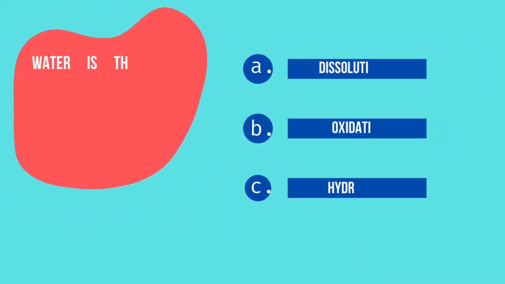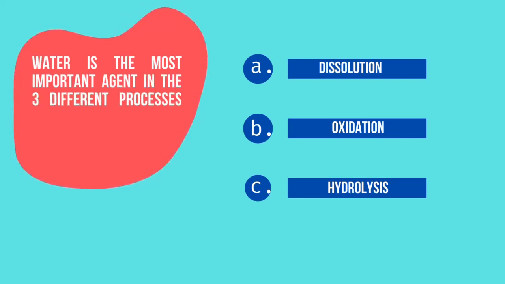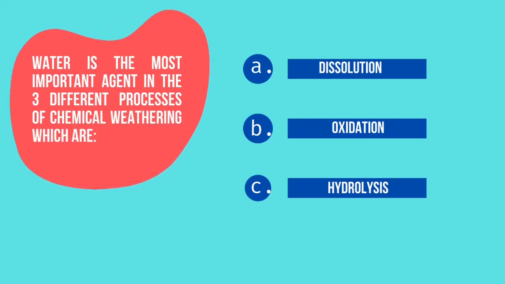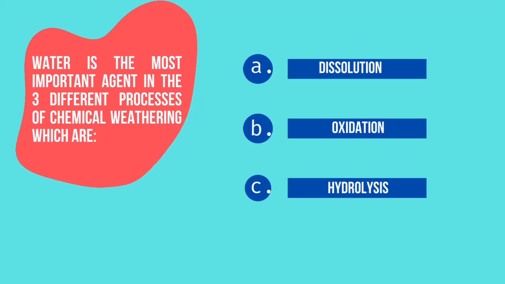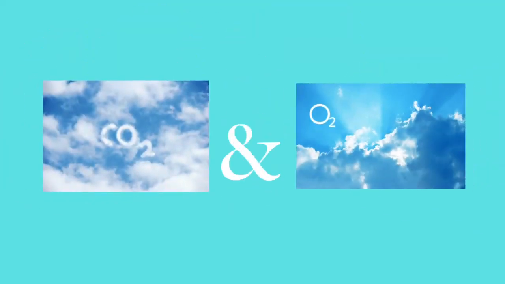As we all know, water is very vital and considered as one of our basic needs. The same thing with chemical weathering. Water is the most important agent in the three different processes of chemical weathering, which are dissolution, oxidation, and hydrolysis. There are also two other important agents of chemical weathering, and they are carbon dioxide and oxygen.